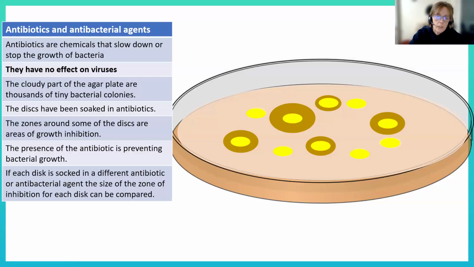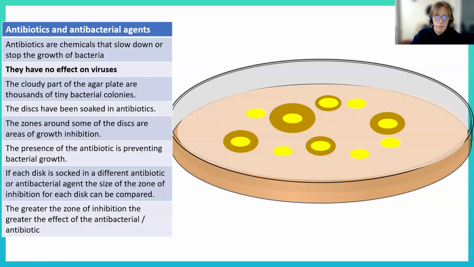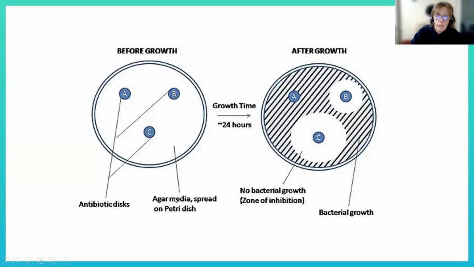So this is one way to test loads of different antibiotics against a strain of bacteria. The bigger the zone of inhibition, the more effective that antibiotic is at killing off that strain of bacteria. So the most effective antibiotic that's been tested in this example is this one here. So here's a sort of look from above.